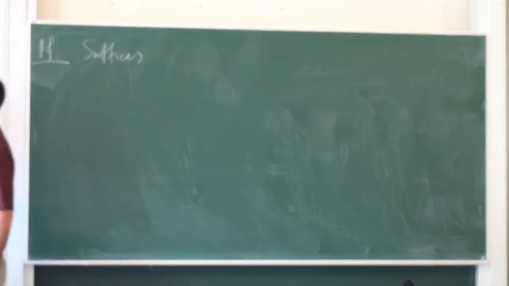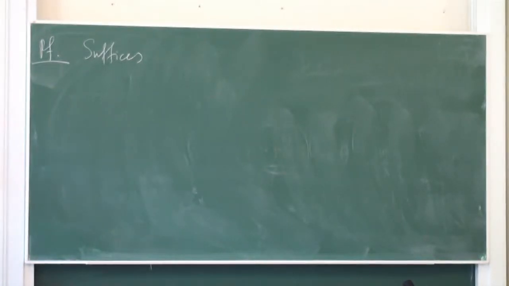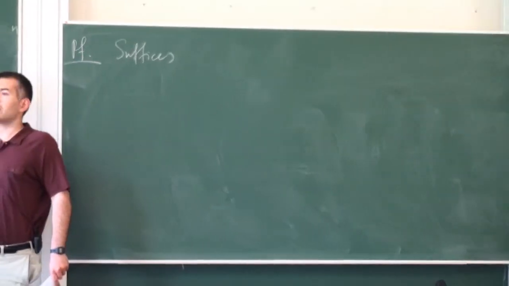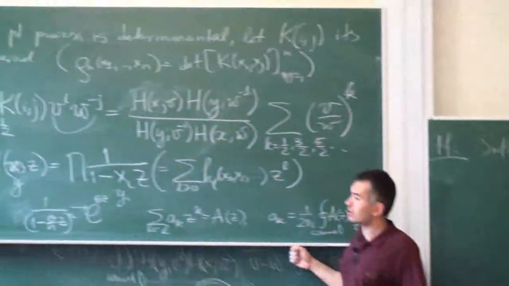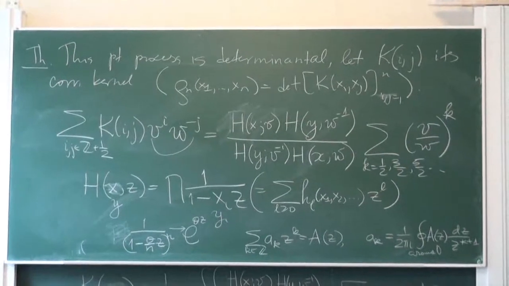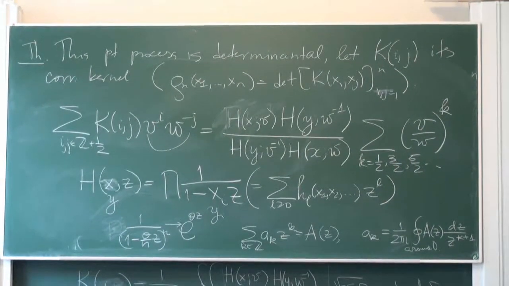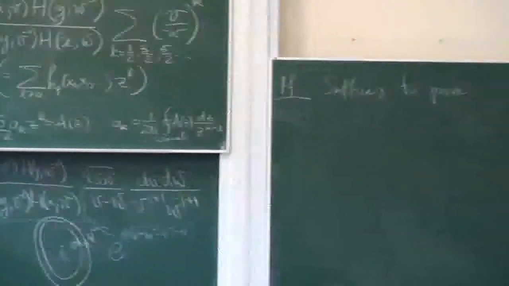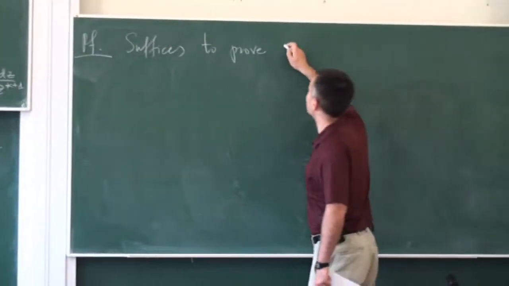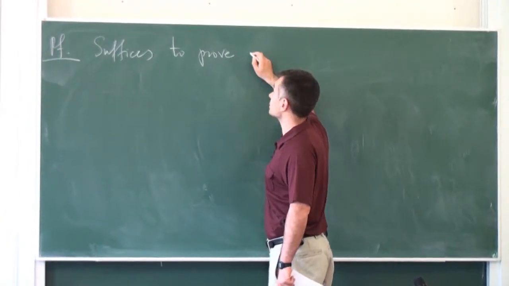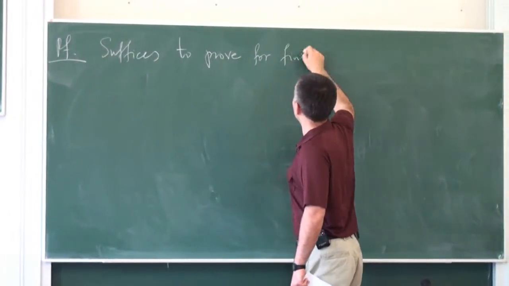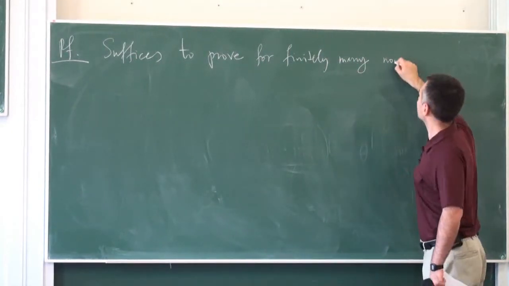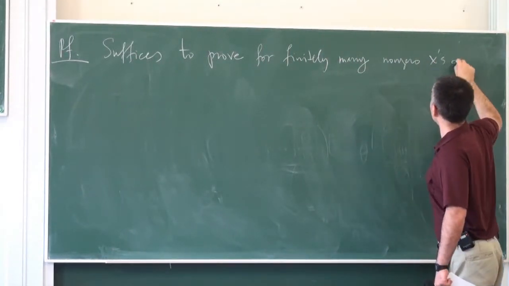This identity here can actually be viewed as a formal identity in power series built out of symmetric functions. I'm not going to bother with doing justifications in that direction. So what I'll just say is that I will prove this statement for finitely many non-zero x's and y's.